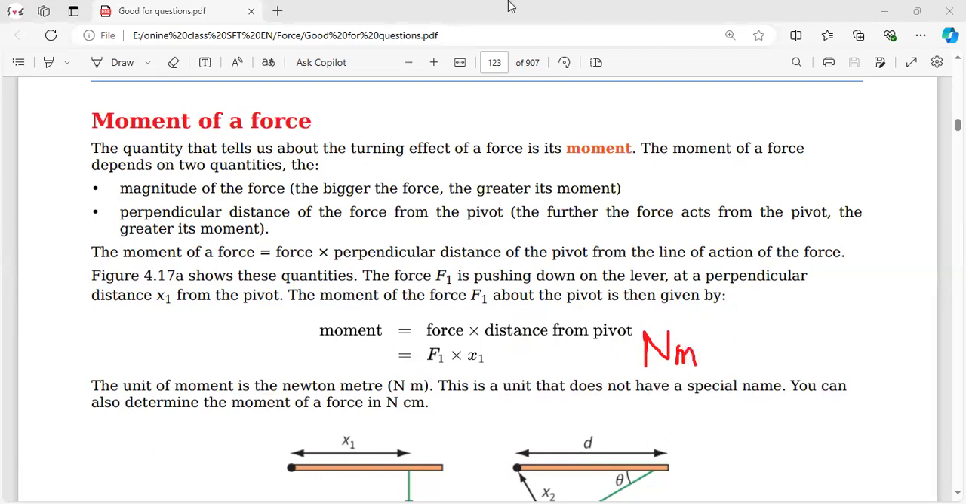And in the actual representation, you should be able to provide either clockwise direction or anti-clockwise direction, or otherwise you can just put the arrow like this, whether it's anti-clockwise or clockwise. Only one, okay? Only one direction. Don't put the same direction on both sides. So Newton meters is the unit of the moment of a force.